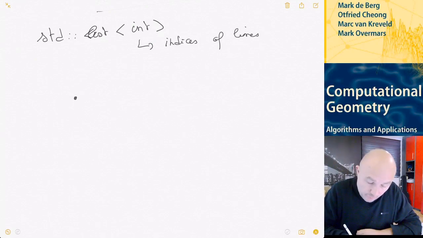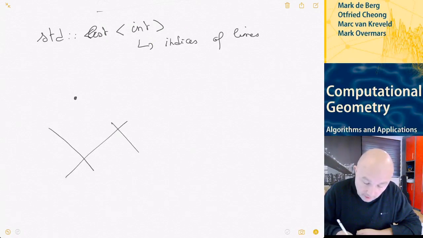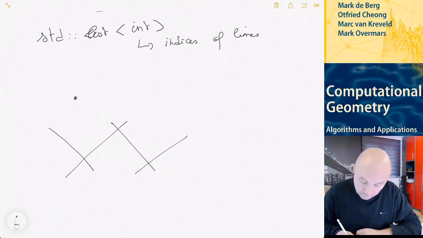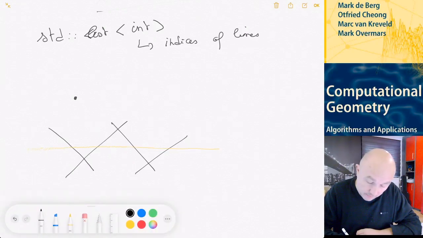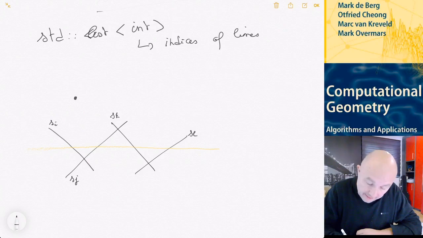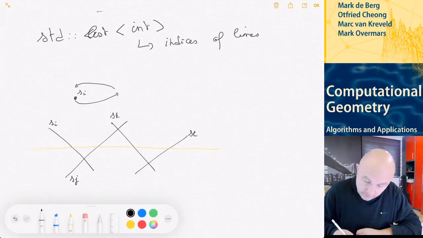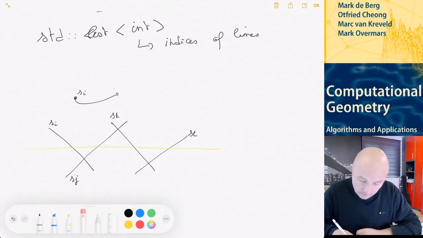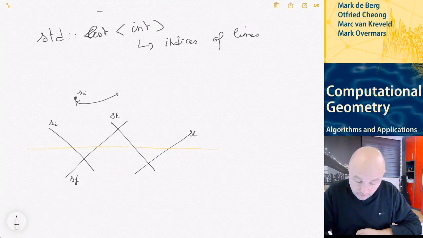So it means that if we have our sweep line, which is there, and if this is Si, Sj, Sk, and Sl, my data structure will be like that: Si with a doubly linked list. You could write it the other way around if you want. So Si points to Sj, which points to Sk, which points to Sl.